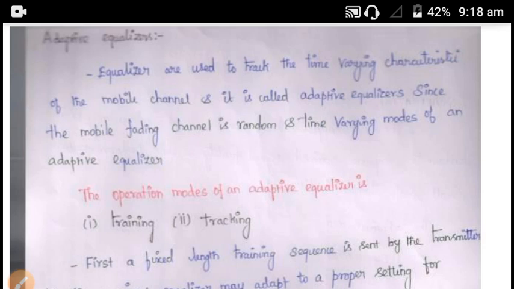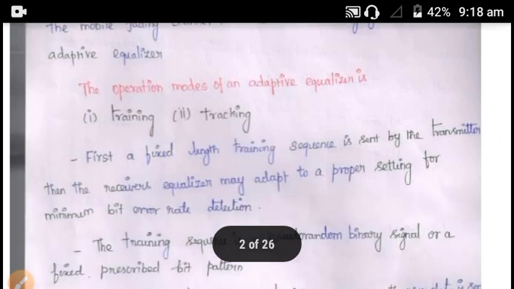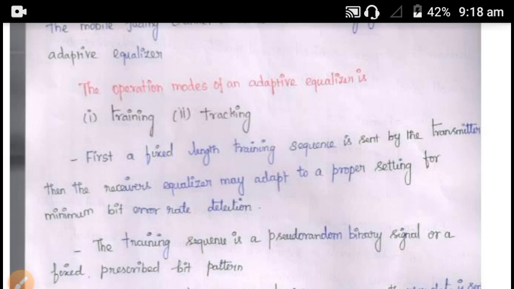Since the mobile fading channel is random and time varying, consider the modes of an adaptive equalizer. Here there are two modes for the operation of the adaptive equalizer, that is training and tracking mode. In the training, first a fixed length of training sequence is sent by the transmitter. Then the receiver equalizer may adapt to the proper setting for minimum bit error.